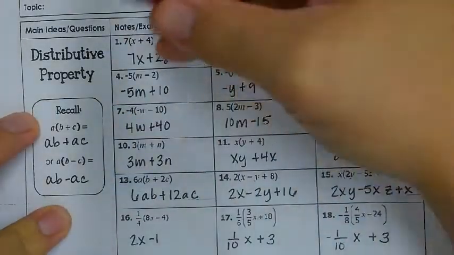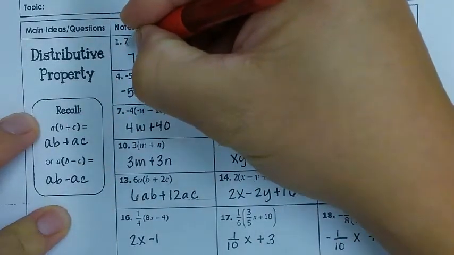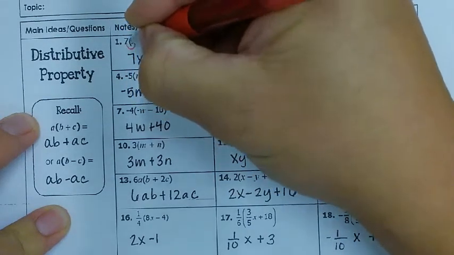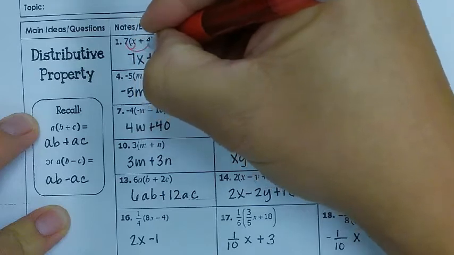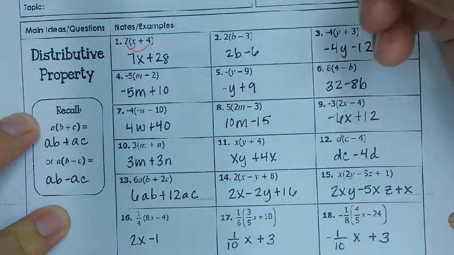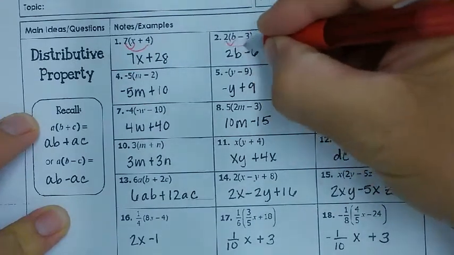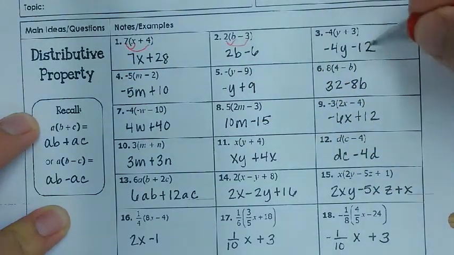So distributive, you distribute whatever's on the outside to the inside, and that means multiplying. So we're doing 7 times x, 7x, 7 times 4 is 28. Same thing here, 2 times b is 2b, 2 times -3 is -6.